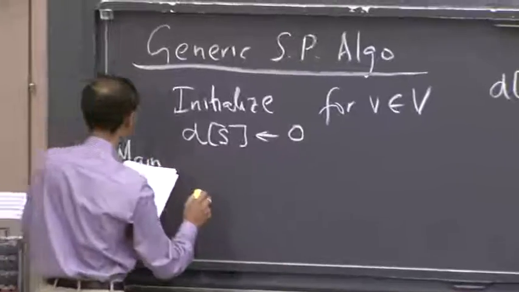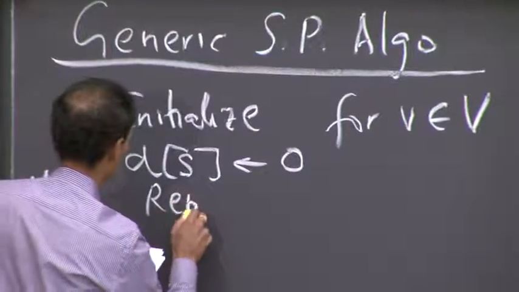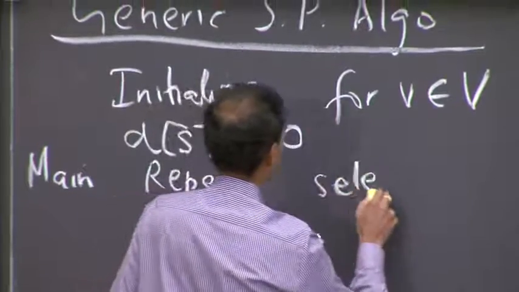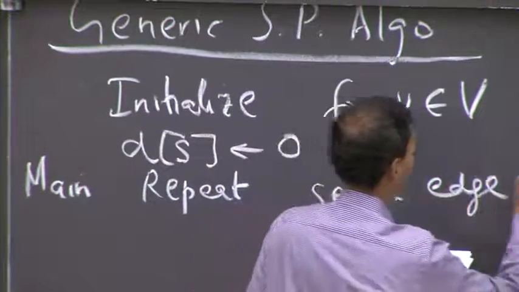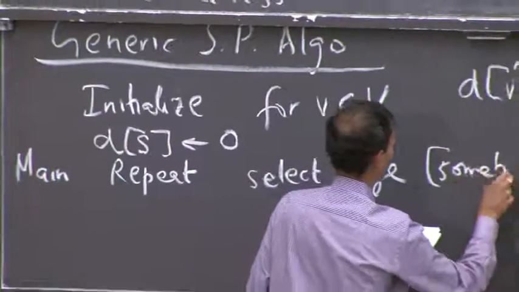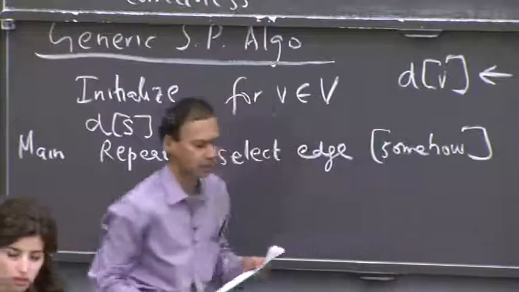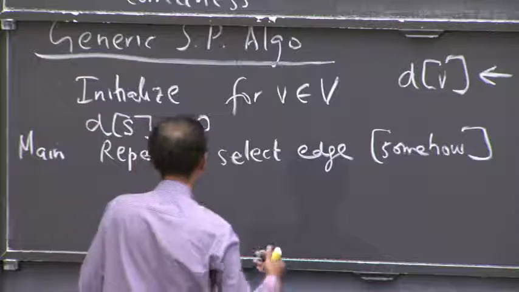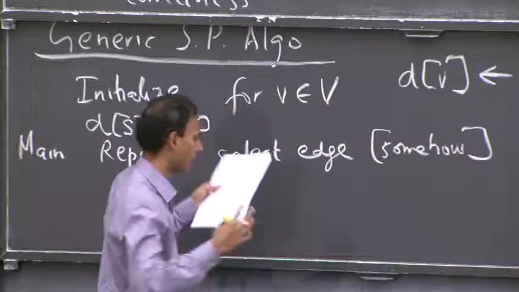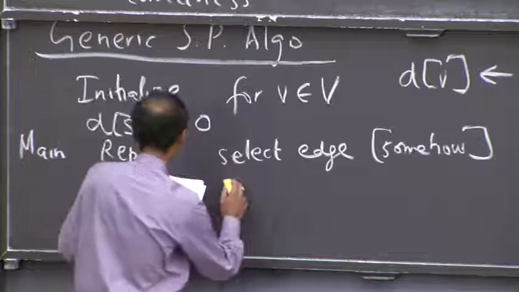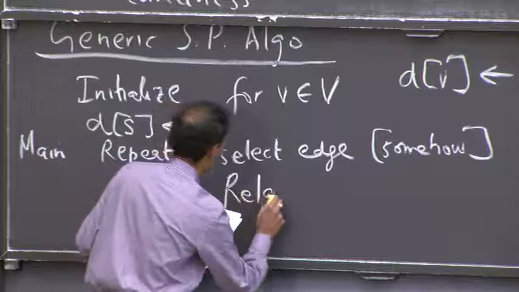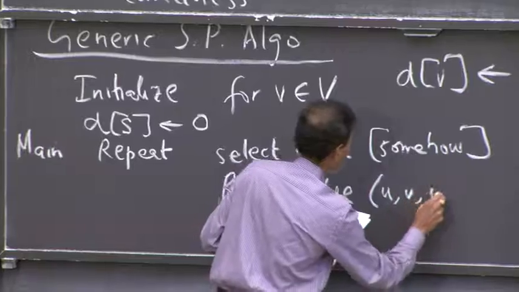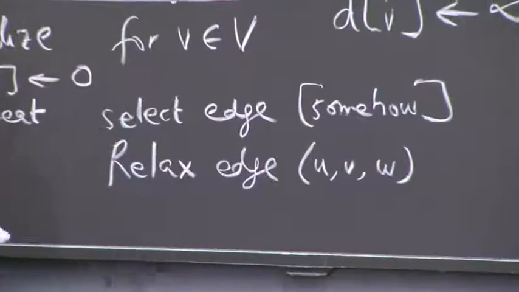And the main loop would be something like repeat, select an edge, and we have a particular way of selecting this edge when we have positive edge weights that corresponds to the minimum priority. And we talked about Dijkstra, but we have maybe different ways of doing that, but you have to select an edge somehow. And then we relax that edge, u v w, and you know about the relaxation step.